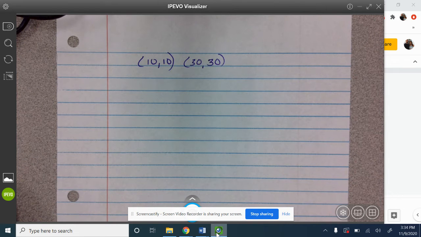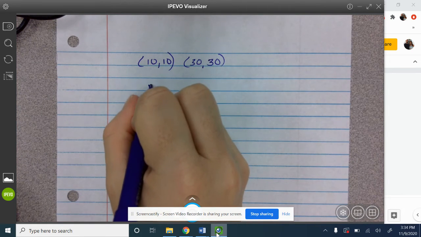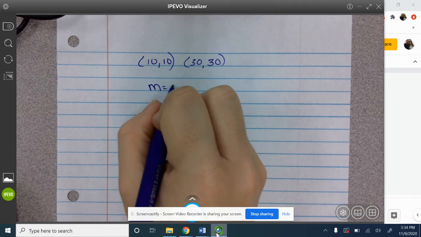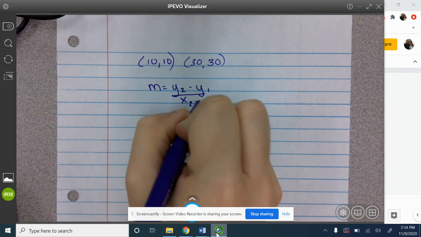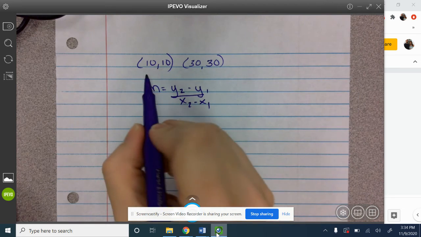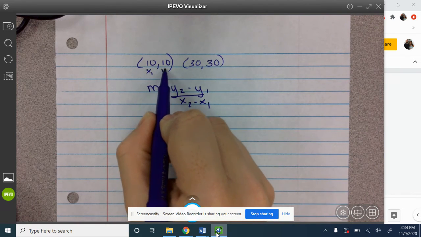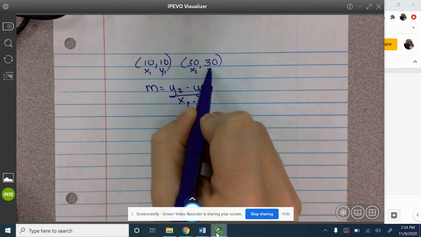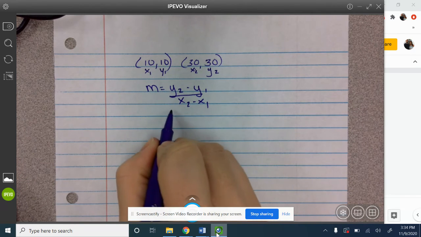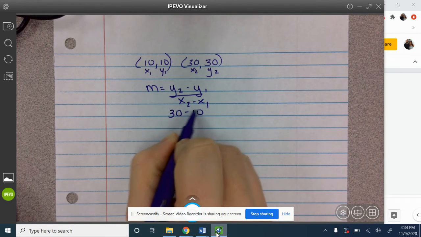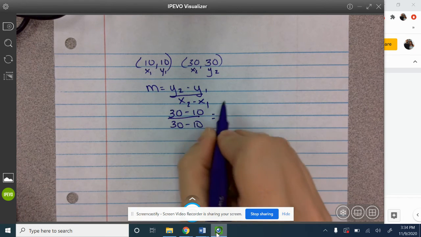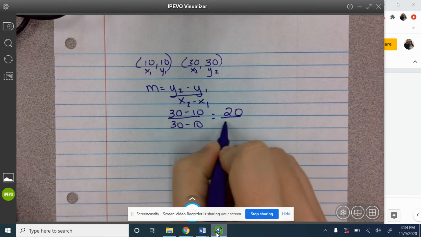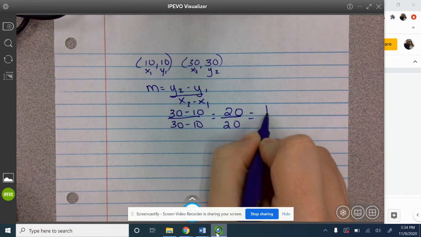So to create an equation from my data points, remember we find slope first. M equals y2 minus y1 over x2 minus x1. And in my ordered pairs, we have x1, y1, x2, y2. So when I plug in, I have 30 minus 10 over 30 minus 10. 30 minus 10 is 20. So 20 over 20 is 1.